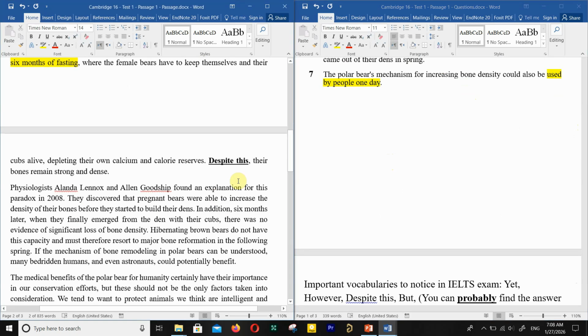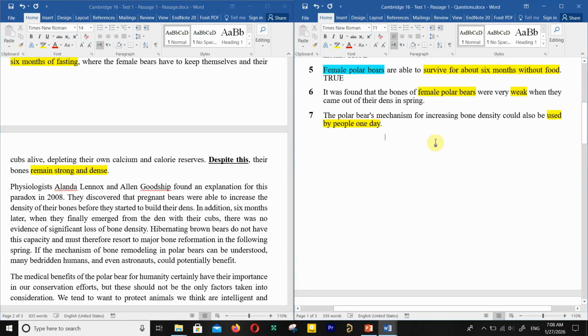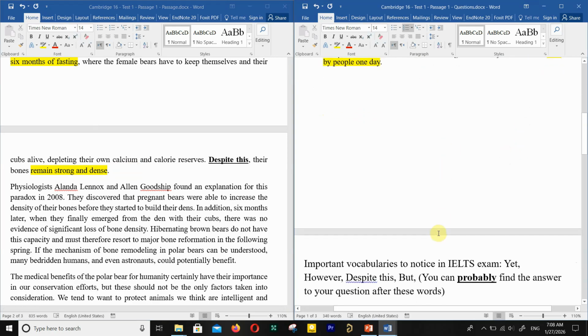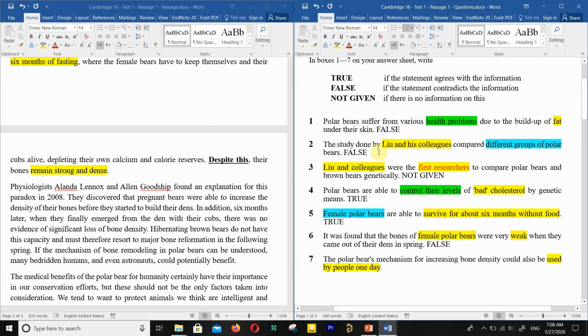You see in here, despite this, their bones remain strong and dense. And here it says that they were very weak when they came out of their dens in the spring. So they're not weak, they're strong and dense. So the answer for this question is false. And about this note, you can find the answer for the questions number 6 and of course number 1.